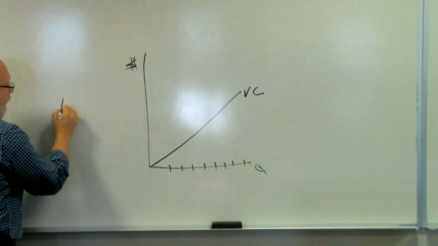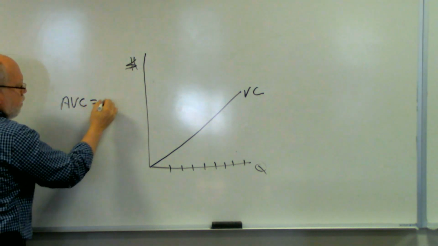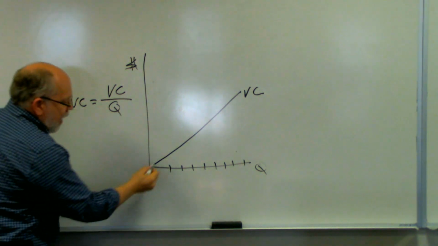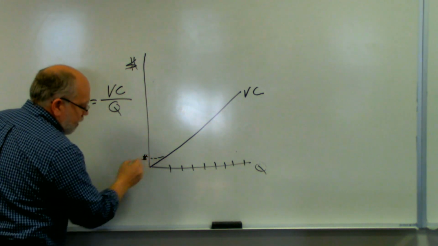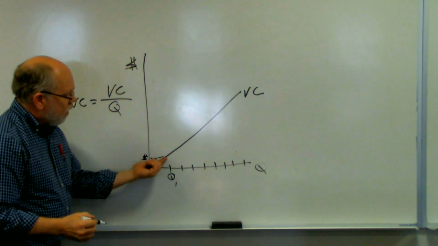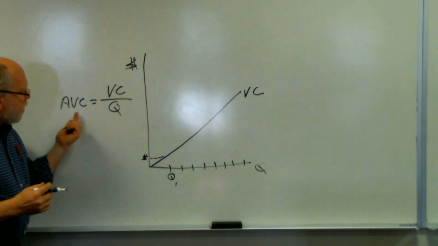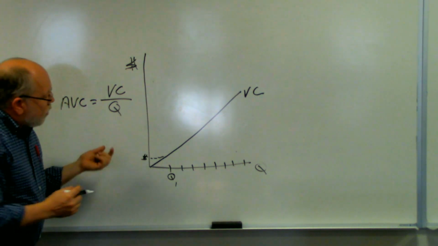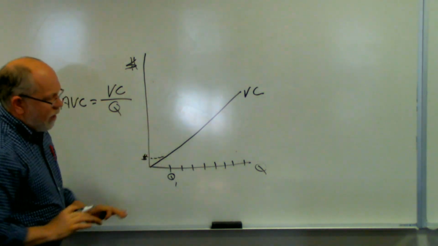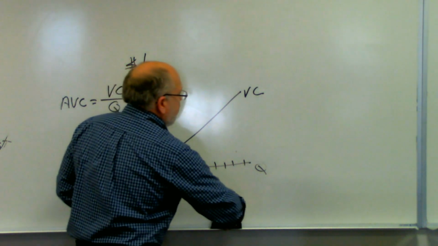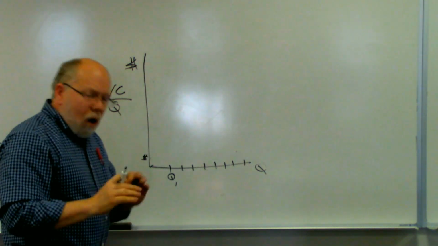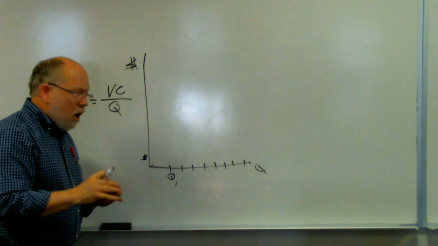Now, average variable cost equals variable cost divided by quantity. So we would take whatever dollar value goes right there, and we divide it by whatever quantity unit we have right here, and we're going to get average variable cost. So as we go through here, I can't do it exactly the same way I did with average fixed costs, so you're going to have to just take my word for it here for a little bit. Let me just show you what an average variable cost curve looks like.